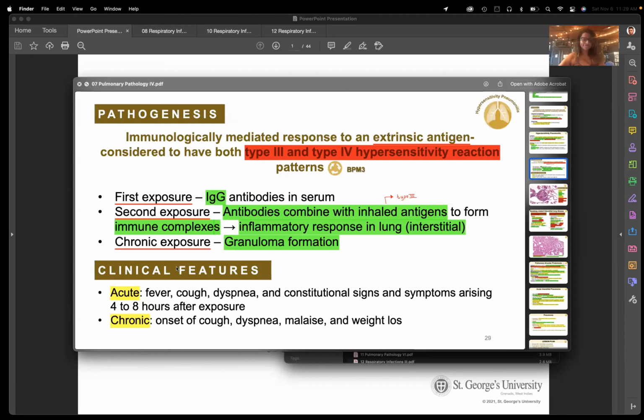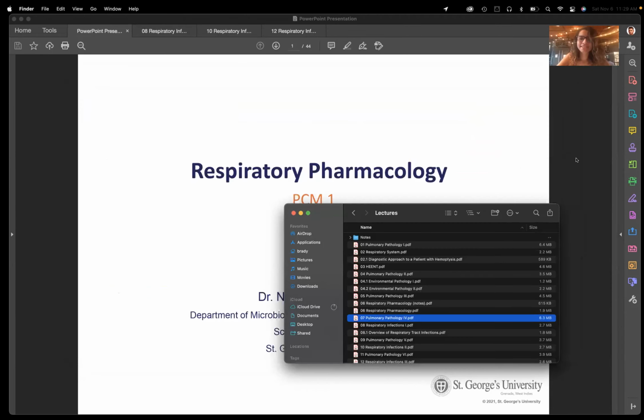Okay, thanks. And like it says here, whereas atopic asthma falls under a type 1 IgE response, this will be a type 3 and type 4. So it takes time, especially this type 4, the delayed type, for your T cells to get aggravated by the fact that you're around mold all the time, right? So eventually you get a response to it as well. So IgG response. Okay, thank you.